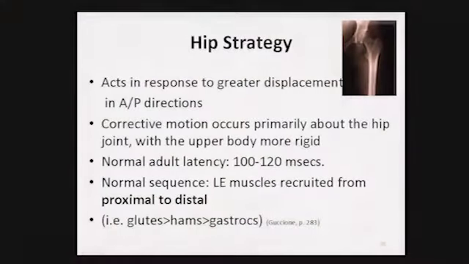Okay, now if you have a bigger perturbation of your center of gravity, your hip strategy is going to kick in. So this is, again, looking at anterior-posterior, or AP, directions. Your hip strategy, the corrective motion occurs primarily about your hips. Your upper body stays more rigid. So standing tall, lean your trunk forward a lot. And if you lean forward a lot, what happens? Not only do your toes press down into the floor and you plantar flex your feet, but what happens? The glutes are kicking in.